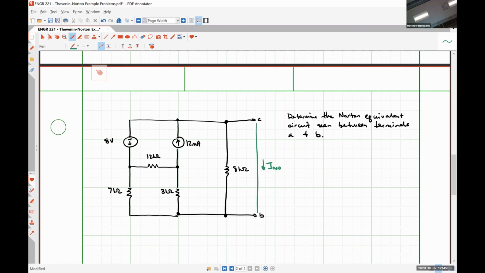So the 8-volt source is not in series with the 12 kiloohm resistor or the 7 kiloohm resistor. So a source transformation isn't going to work here. The 12 milliamp source isn't in parallel with the 12K, the 3K, or anything like that either. So source transformations are off the table because we don't have any practical source.